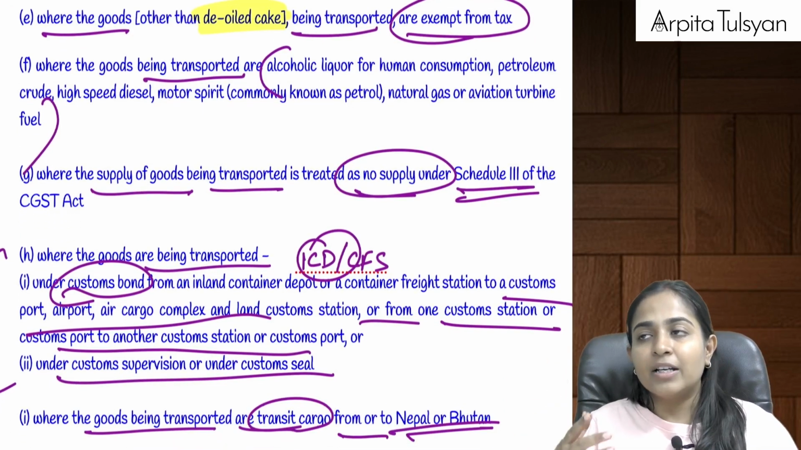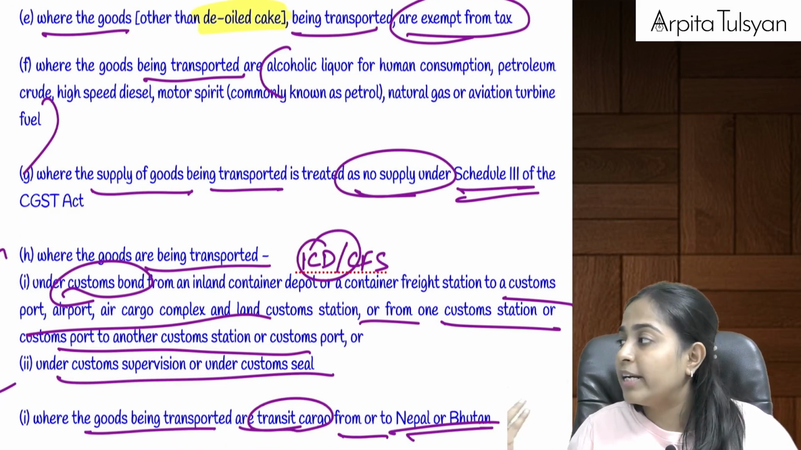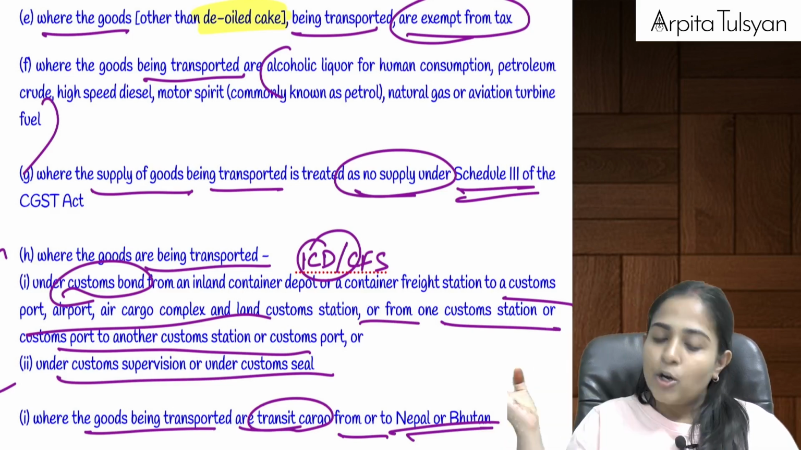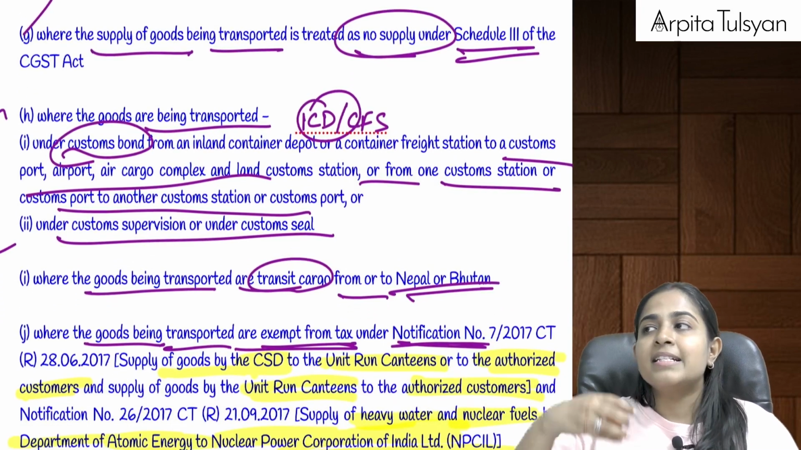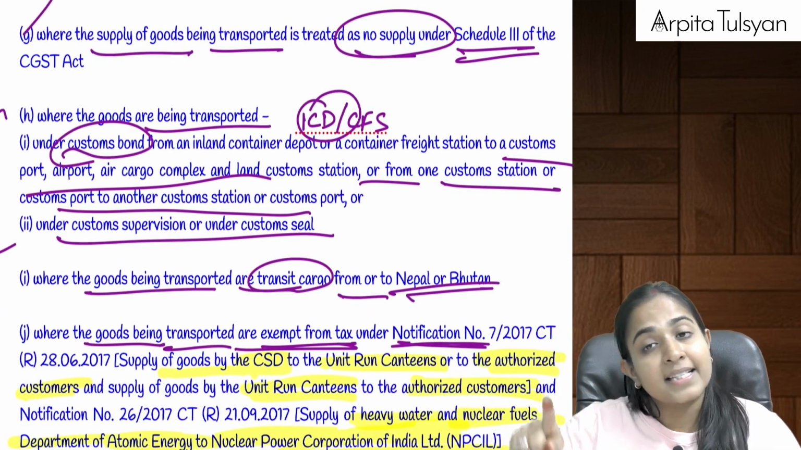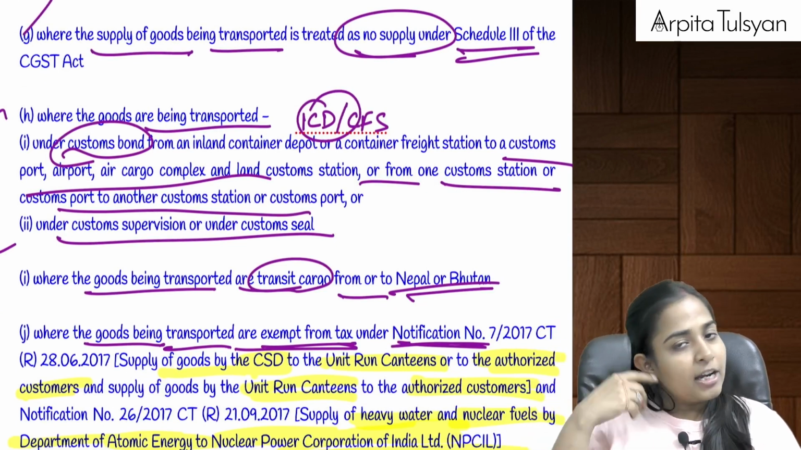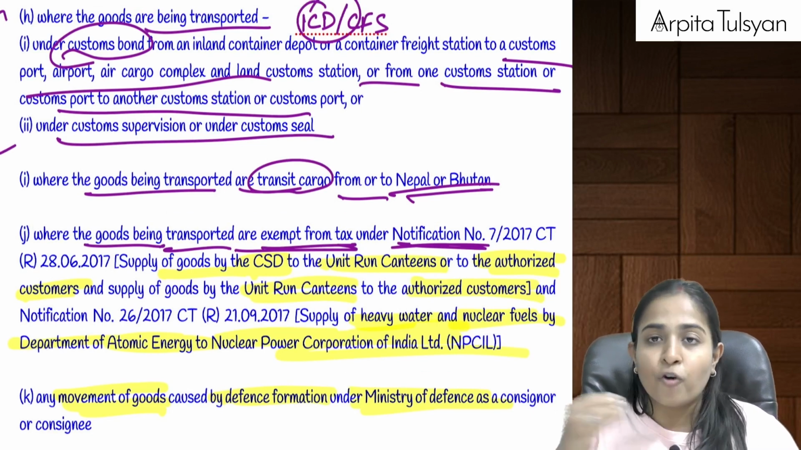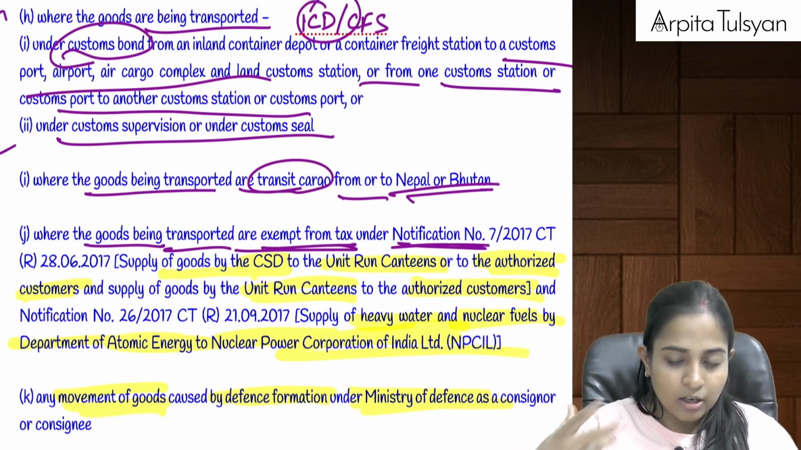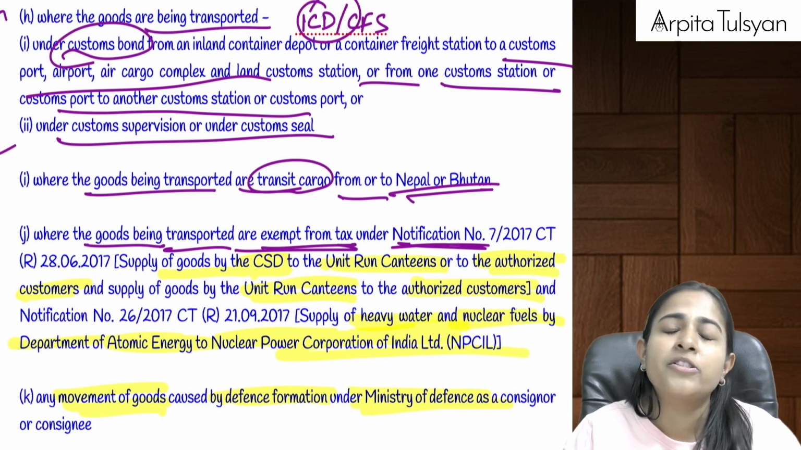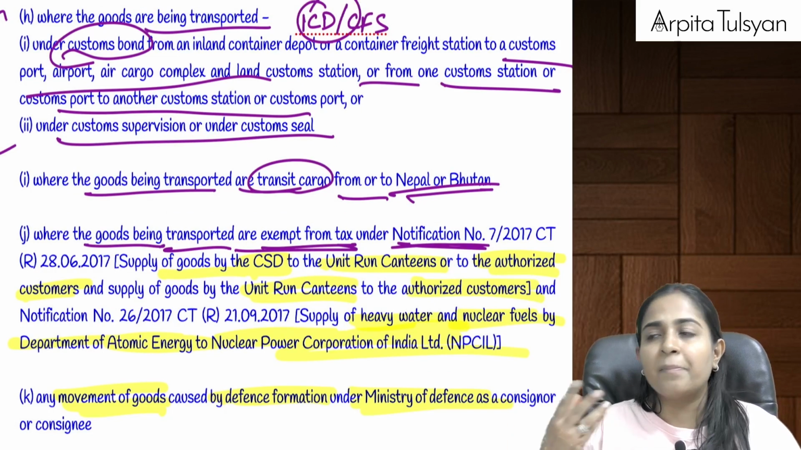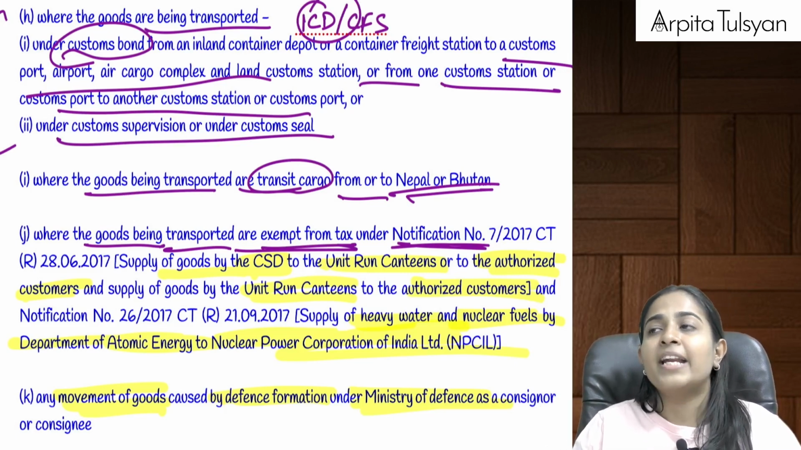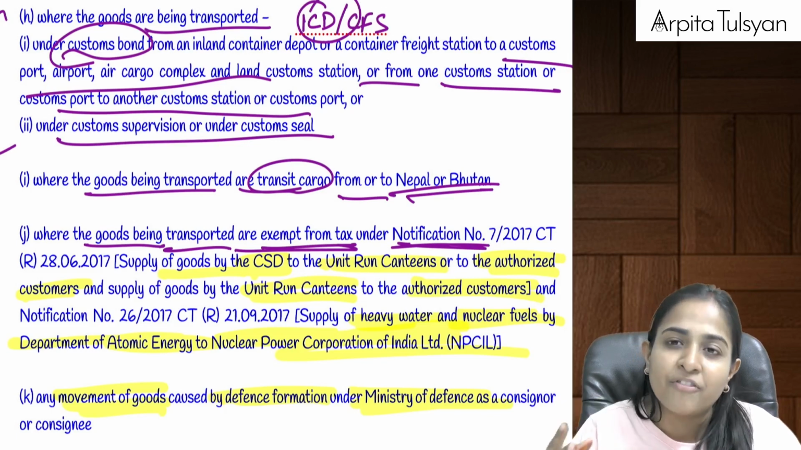Then similarly, when the goods transported are alcoholic liquor for human consumption, petrol, diesel, ATF, natural gas, that category, no e-way bill is required. When there is a supply of goods which is not considered a supply as per Schedule 3, no e-way bill is required. Then transit cargo from Nepal or Bhutan or to Nepal or Bhutan, no e-way bill is required. Empty cargo containers transported from one place to another, no e-way bill is required.